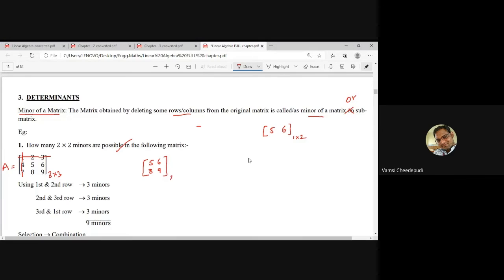It's a 2 by 2 minor. Next time, when you delete the first row and second column, then you will have 4, 6, 7, 9. Another 2 by 2 matrix. Again, if you delete the first row and third column, then you will have a minor of 4, 5, 7, 8. This is also 2 by 2.